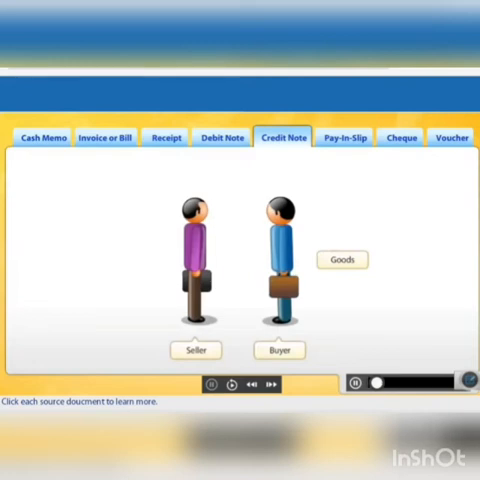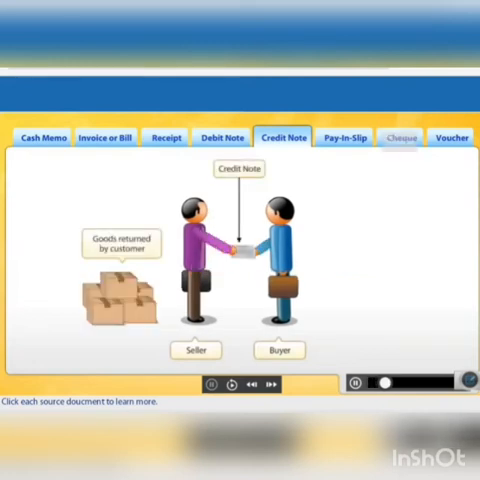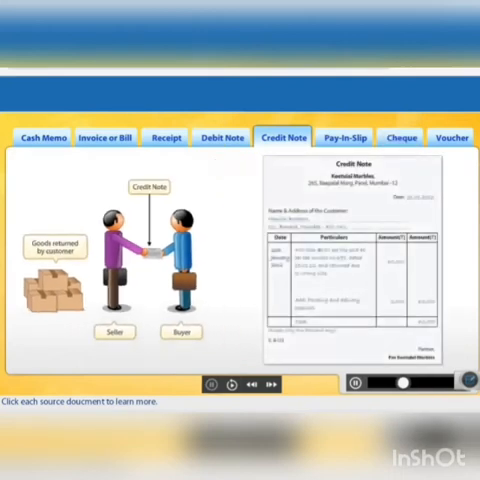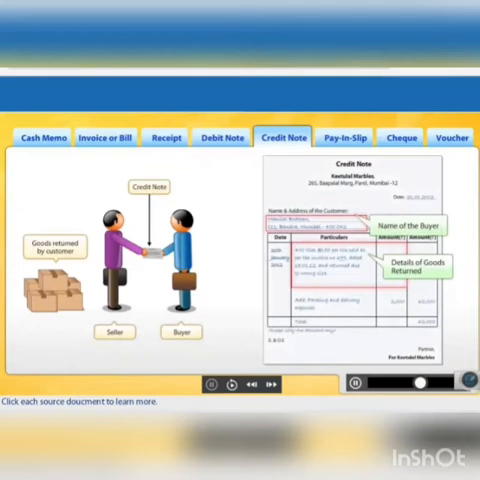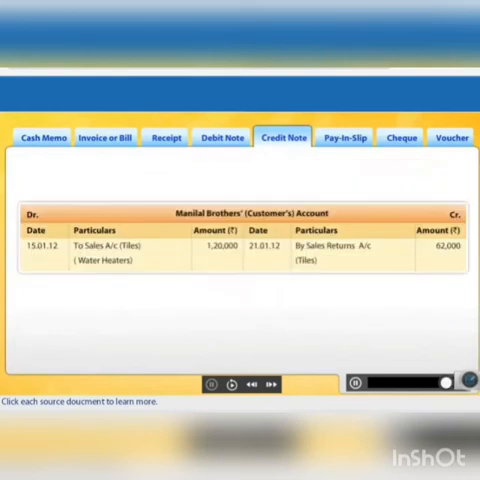The seller prepares a credit note when he receives the returned goods that were once sold to the customer. A credit note contains details of the goods returned, the name of the buyer, the date of return, and the reason for returning the goods. By issuing a credit note, the supplier credits the customer's account.